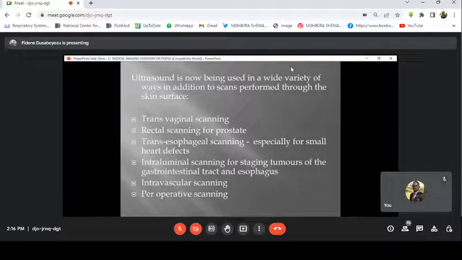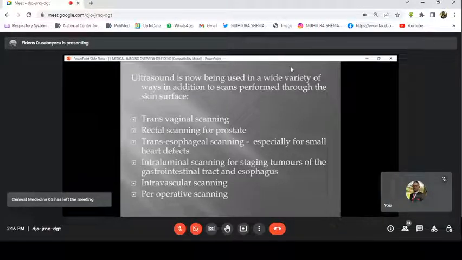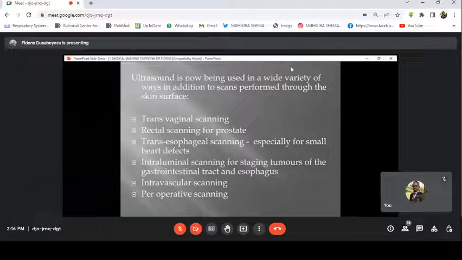But also we can even do transesophageal, introducing the probe into the esophagus, but we don't have it here in Rwanda. Transesophageal scan is used when you want to see the heart better. You pass through the esophagus and you are near the heart, so you can see better in detail, like in a small heart defect.